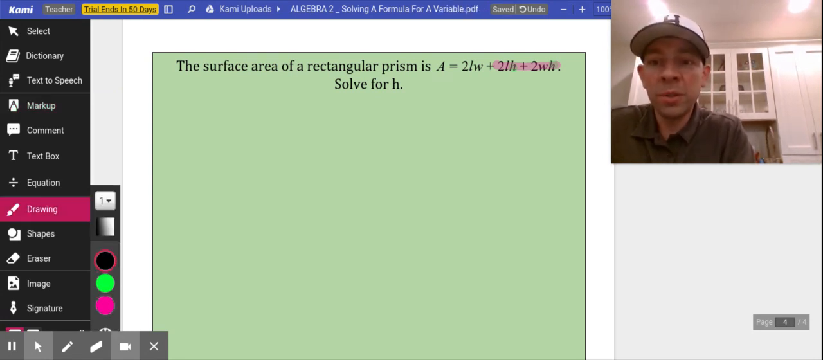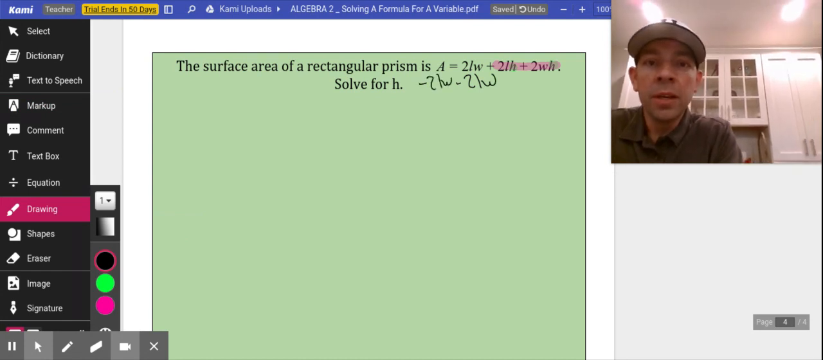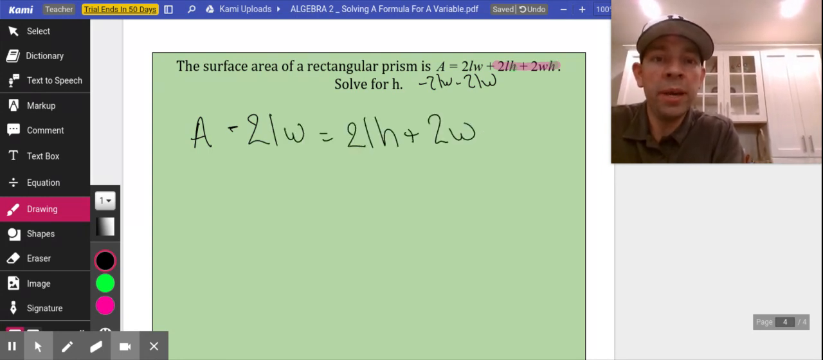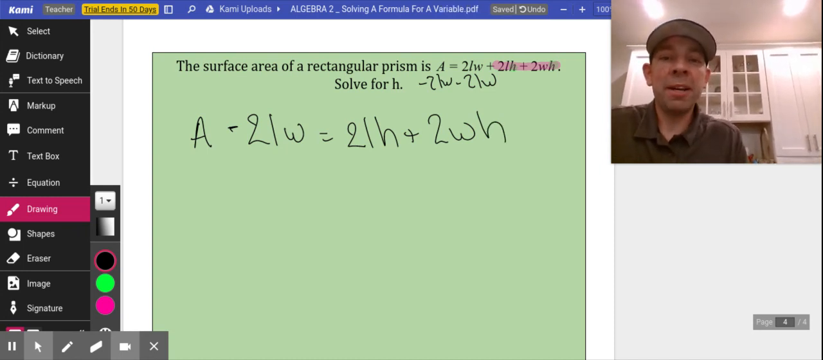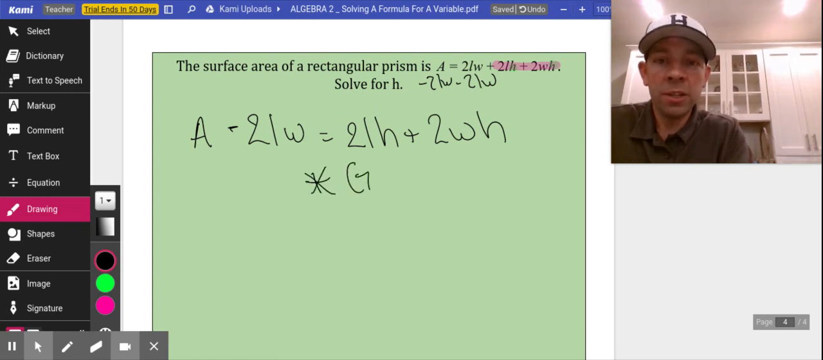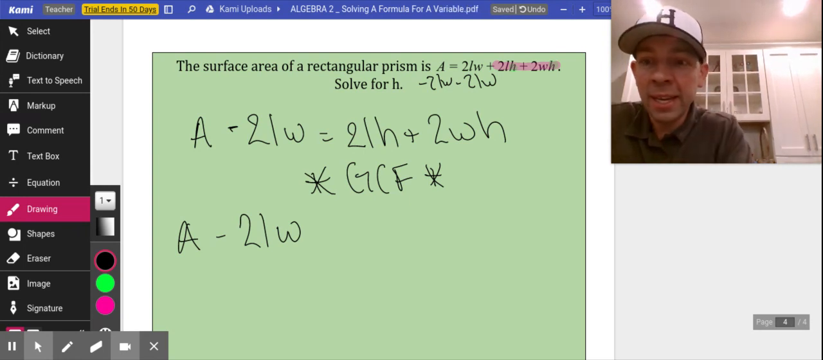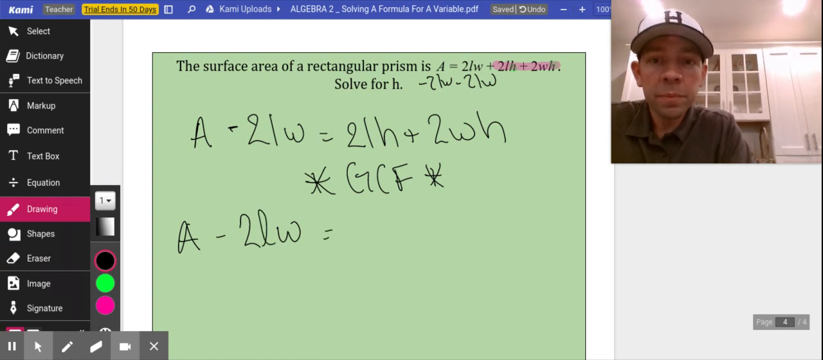So to isolate those terms, the first thing I'm going to do is subtract 2LW from both sides. So I'm going to get A minus 2LW equals 2LH plus 2WH. And again, here's the move that you want to probably star and highlight in your notebook. We're going to factor out the GCF. And our GCF just happens to be none other than the variable H. So I'm going to go A minus 2LW. And boy, that's going to look like a 21, isn't it? I think I've got to go cursive on my L's so that it doesn't look like a 21.